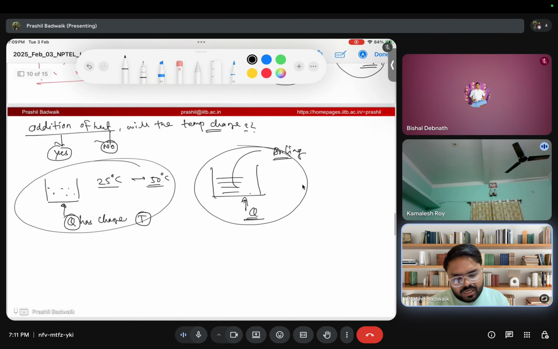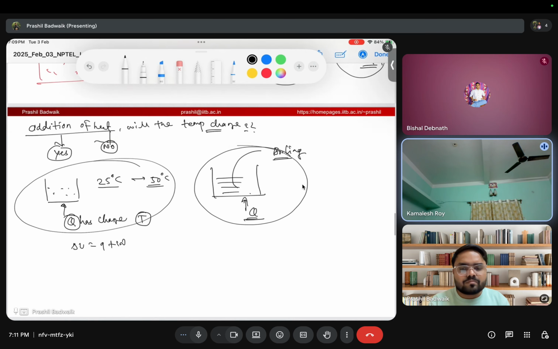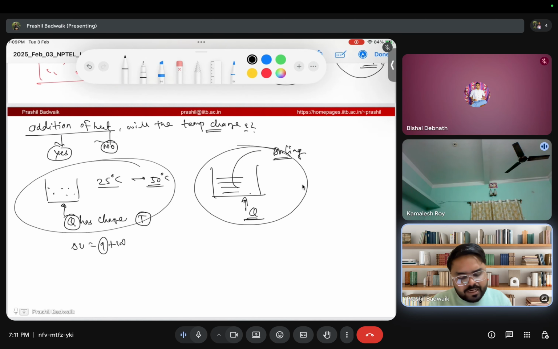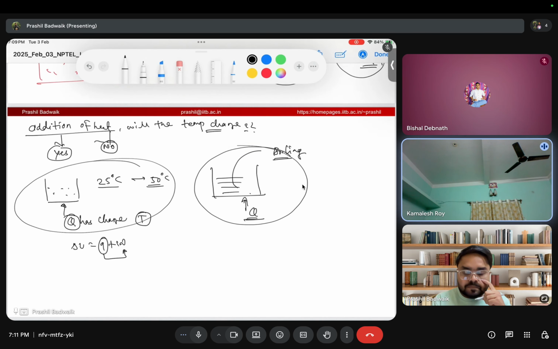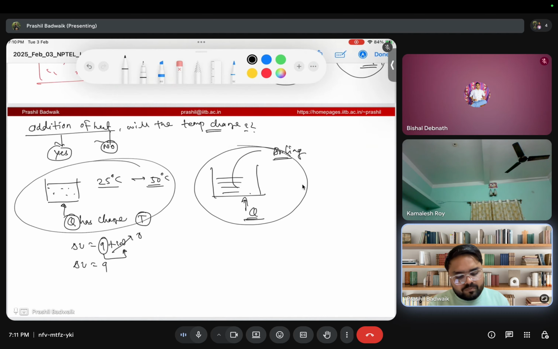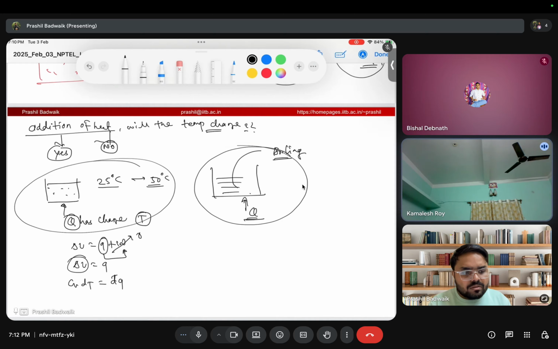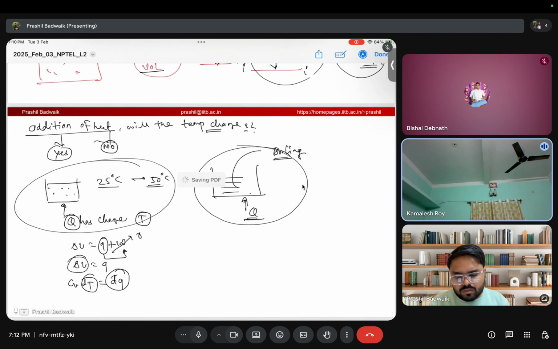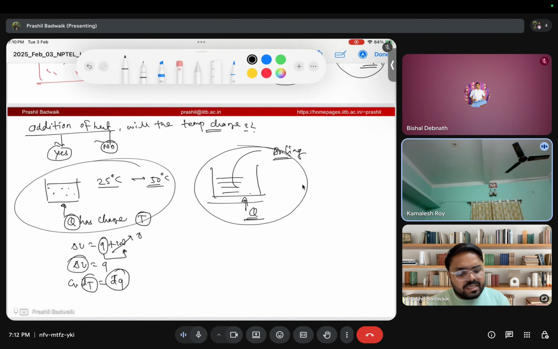Can you prove it mathematically? Delta U is equal to Q plus W. Here, if I add heat into the system, for example, closed system, W is equal to 0, and delta U is equal to Q. And since it is constant volume, W is equal to 0, dU is equal to Cv dT is equal to dQ, right? That means addition of heat will change the temperature, correct? But in other cases, it may not happen.